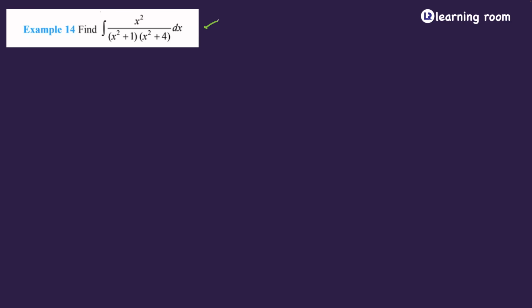Okay. So the 14th question says integral of x square divided by x square plus 1 into x square plus 4 dx. If you observe, it does not fall under the category of linear by quadratic or any other form that is given in the table which contains the 5 forms, right? So here, what we are supposed to do is convert this x square and take it as y. So we'll take this x square as y.